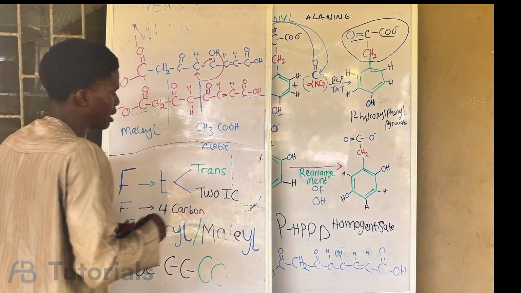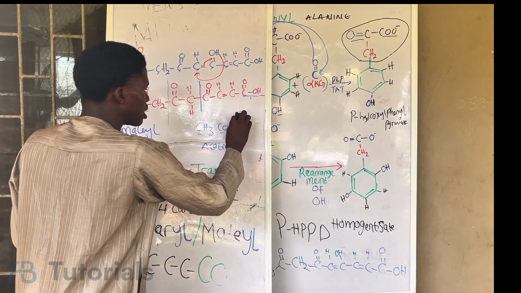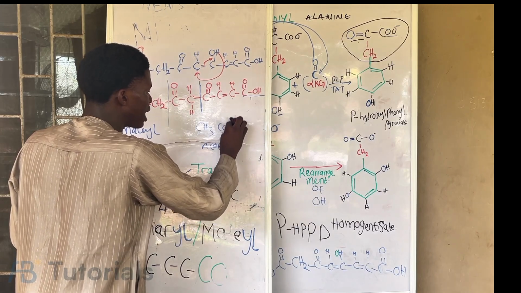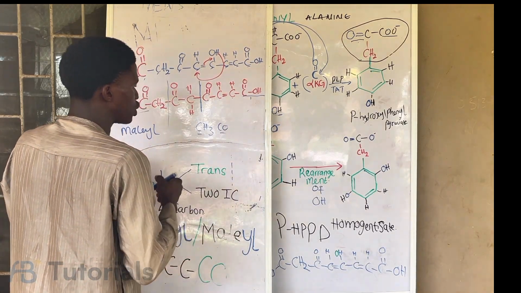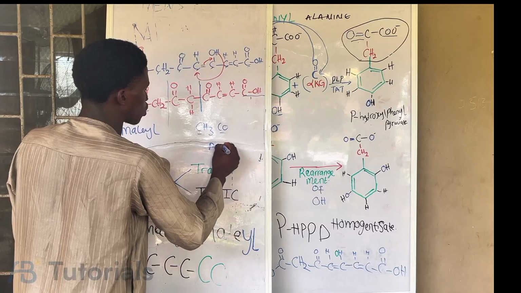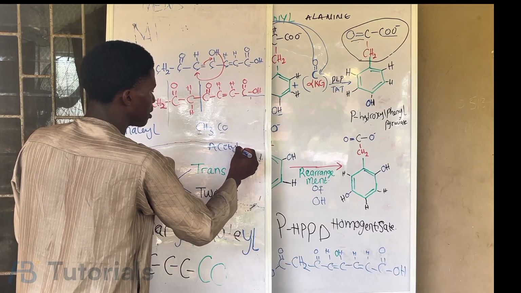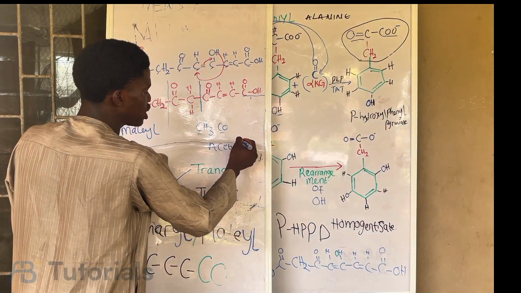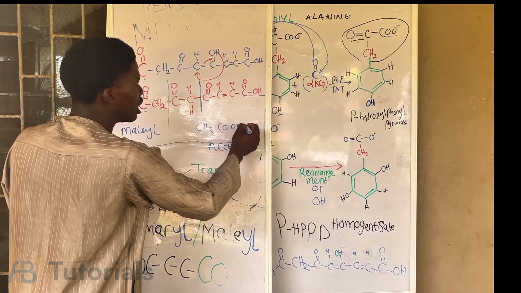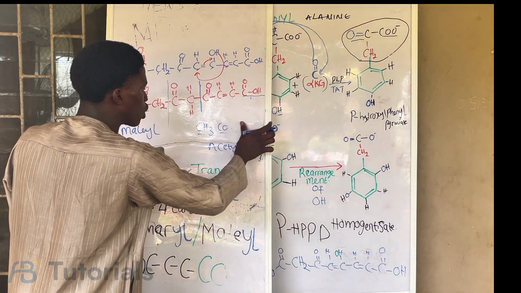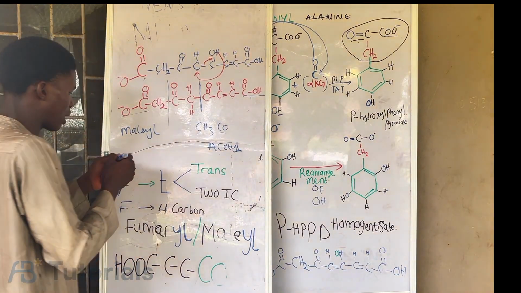So if the OH is not there anymore, what are you going to call it? I'm going to call it acetyl. The IC was there because it has OH. Now that the OH is gone, you call it acetyl. So now look at this guy.